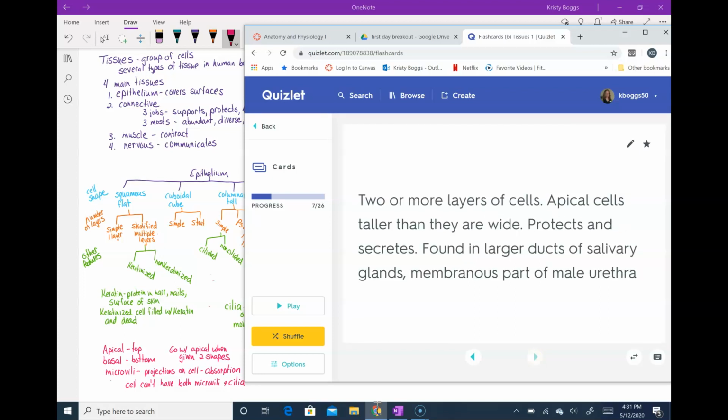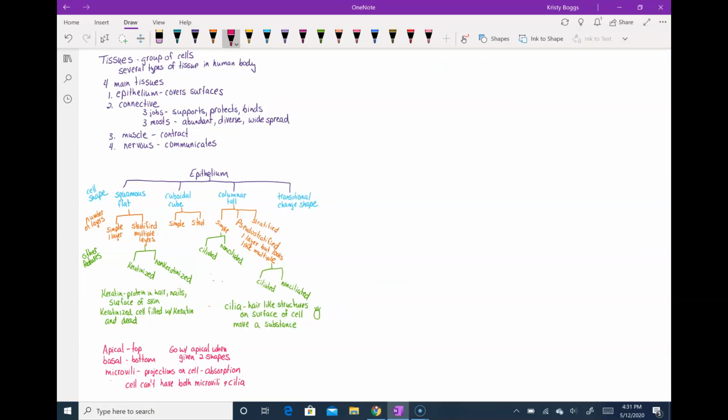Two or more layers of cells. Well, that right away tells you it's stratified. Apical cells taller than they are wide. So taller than it is wide is a column. Protects and secretes, found in larger ducts of salivary glands and membranous part of male urethra. So we have columnar and we have stratified. So if you start at the bottom of the chart and work your way up, that's stratified columnar epithelium.